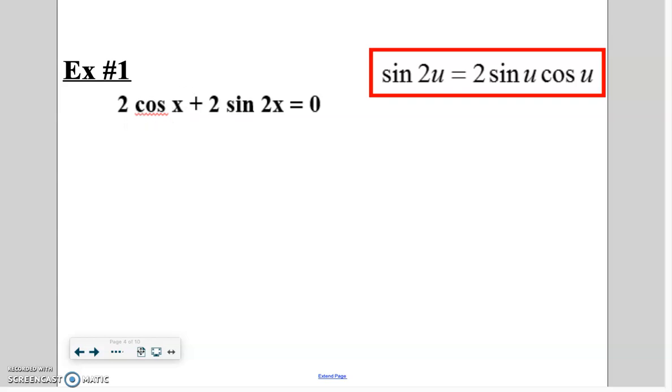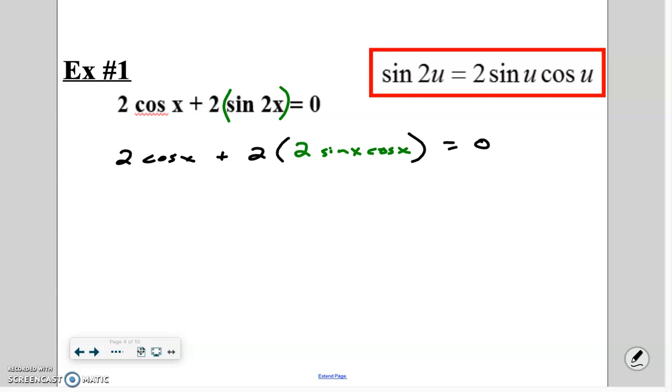Luckily, with sine 2x, this is where we look and say, oh, that's the opportunity for a double angle. So can I rewrite this as 2 cosine x plus 2 times, and in place of sine 2x, can I rewrite that as 2 times sine x cosine x? Isn't that what the double angle says to do? And that's equal to 0. All right, so I'm pausing here. Does everybody understand what we just did?